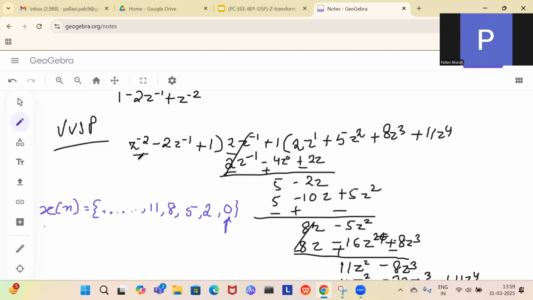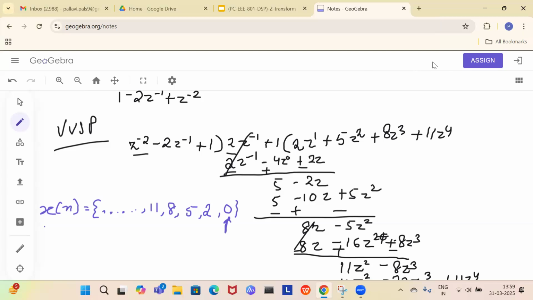I hope you have understood how to use the long division method. Let's move on to the next method in the next class. Thank you, everyone. See you in the next class. We'll be discussing the partial fraction.